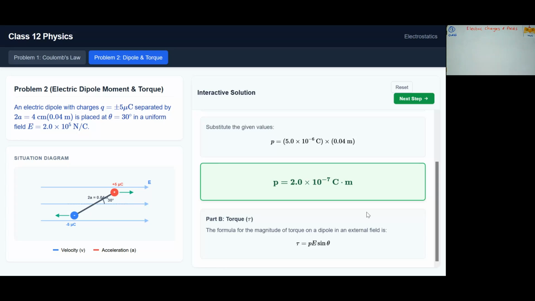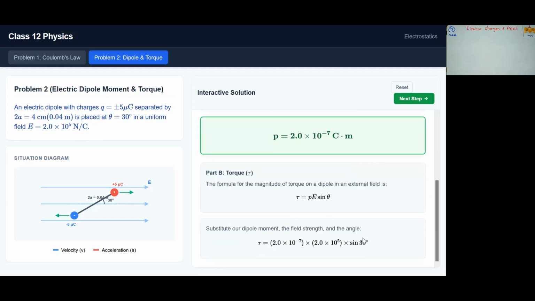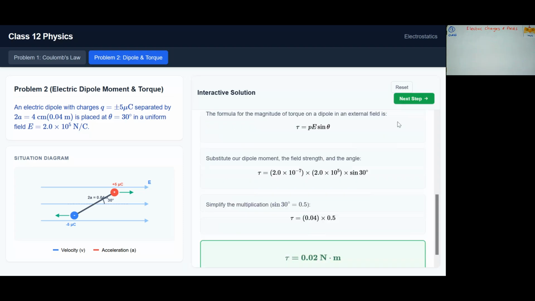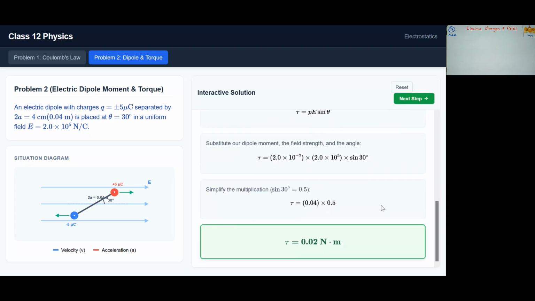Let's plug in what we know. p, the dipole moment, we already got 2.0 into 10 power minus 7, and E, the electric field, 2.0 into 10 power 5, and sin 30, that is the angle 30 degree. Next step, sin 30 is 0.5. That gives 0.04 into 0.5. Now we will get tau equal to 0.02 Newton meter.